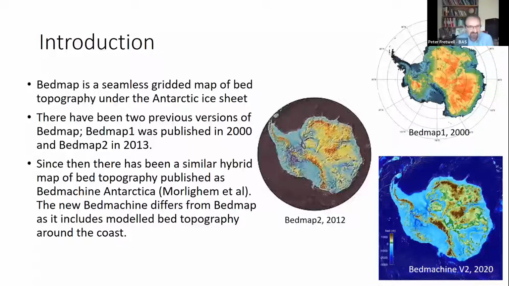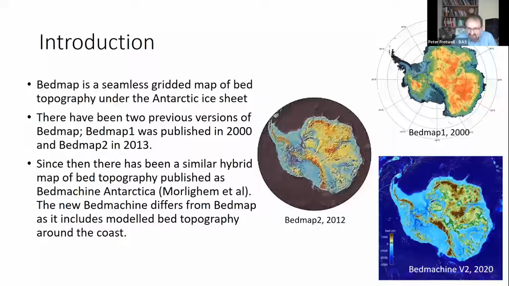So anyway, a quick introduction. This again is the third iteration of BedMap. The first was published in 2000, the second in 2013. So we're almost 10 years now since BedMap 2. Since then, of course, there's been BedMachine, very successful, which was a hybrid model incorporating modeling around the coast, but it incorporated new data as well from Mathieu and many other collaborators.